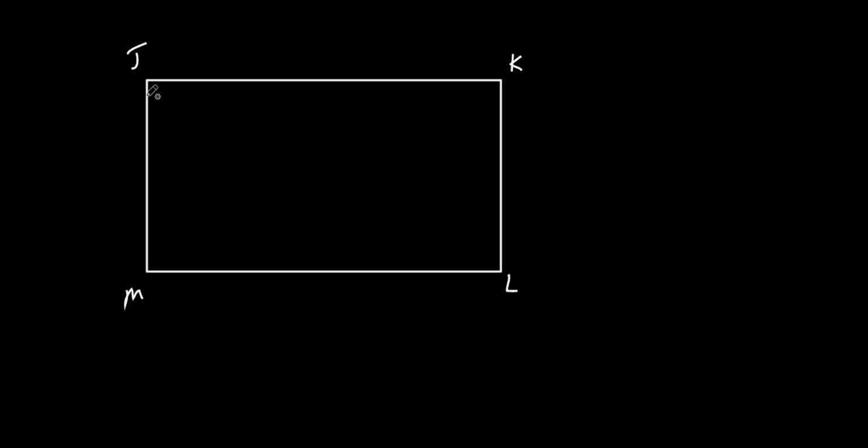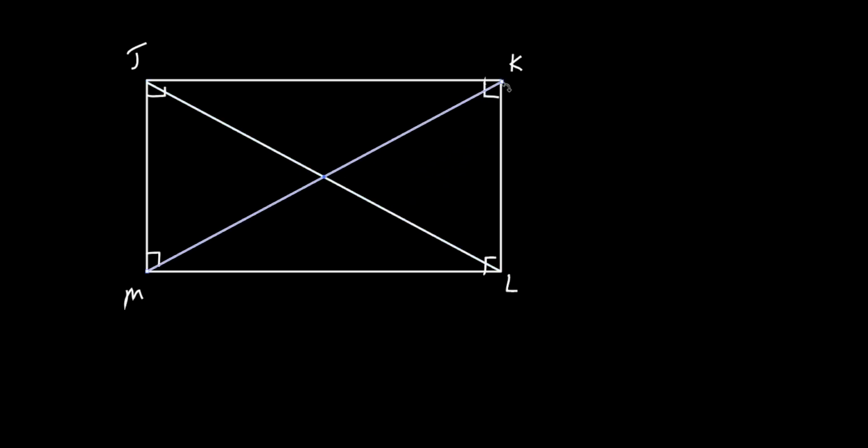So if they tell you it's a rectangle, you know a bunch of stuff about it. You know that all the angles are equal. And you know the diagonals are also equal to each other. That's what we just finished talking about. So the diagonals are equal. They also bisect each other, which means these parts, JN, KN, LN, MN, are all equal to each other as well.